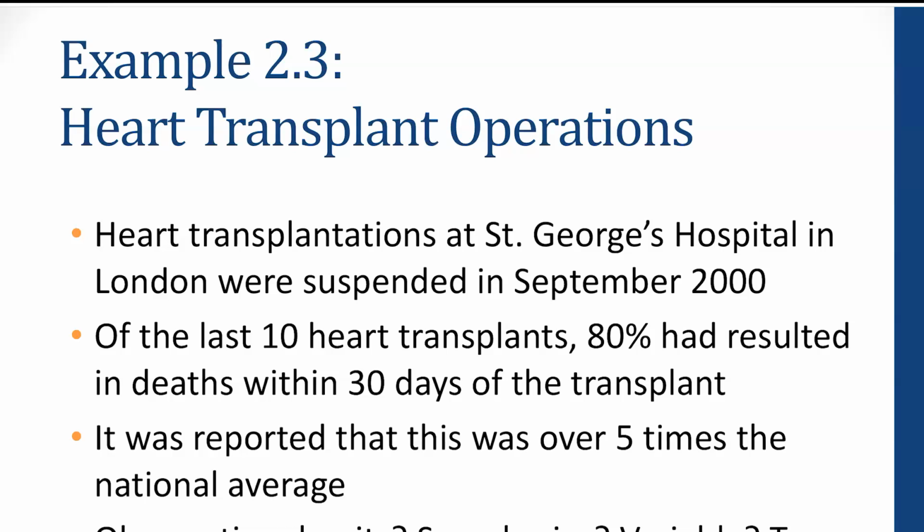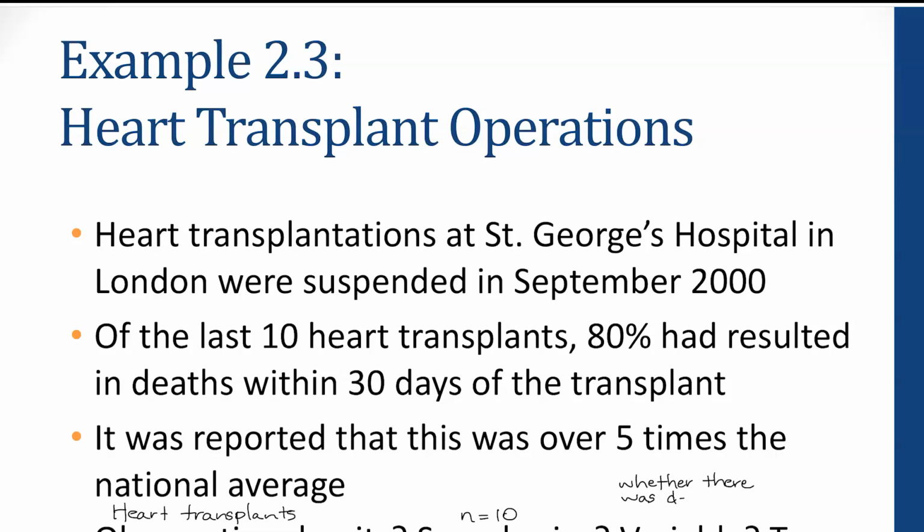So I'd like you to pause the video for a moment and write down for yourself what are the observational units, what is the sample size, what is the variable, and what type of variable is it. So the observational units in this case are the heart transplants. The sample size is 10. There were 10 of them. Okay, so the observational units are the heart transplant operations. There were 10 of those.